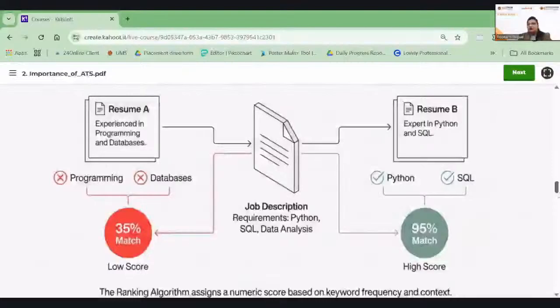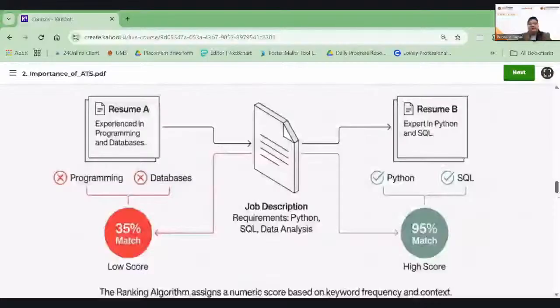Here, the student did not tell me which programming languages he is aware about, neither C, C++, Python, or anything else. On the right-hand side, things are specific. The student has categorically mentioned that he is aware about Python and SQL.